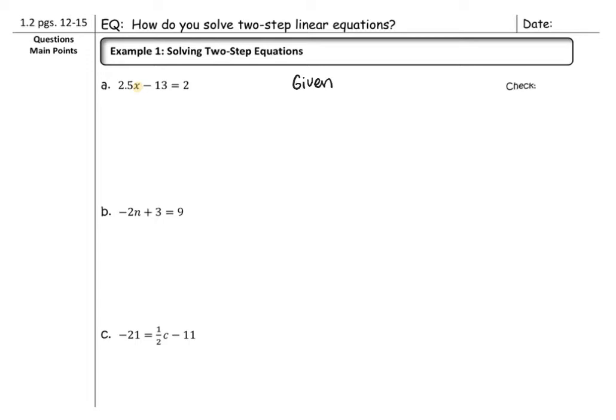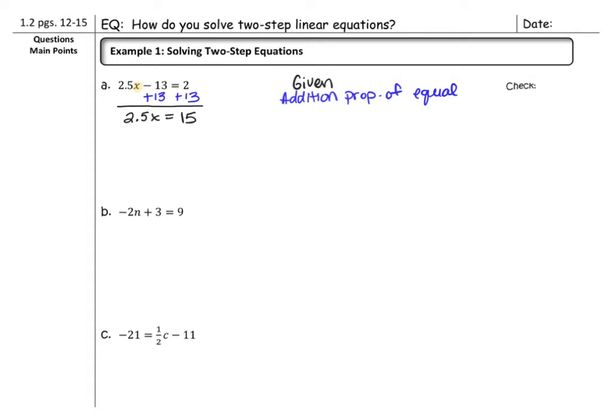So the first step in solving this equation would be to add 13 to both sides. That's the addition property of equality. After simplifying that step, I'm left with 2.5x is equal to 15, and I get the 15 from adding 2 and 13. Because this is multiplication, the opposite of multiplication is division.